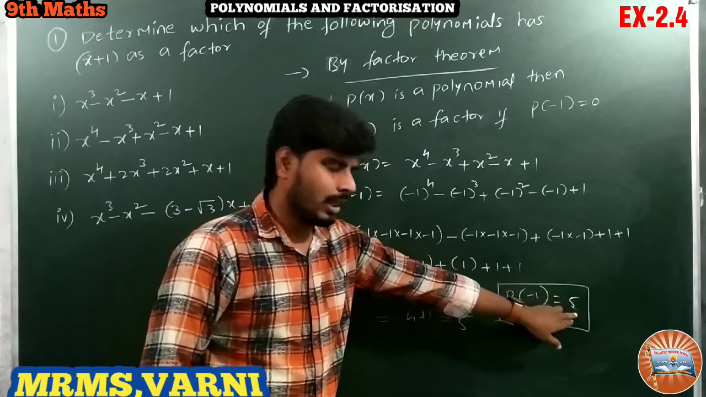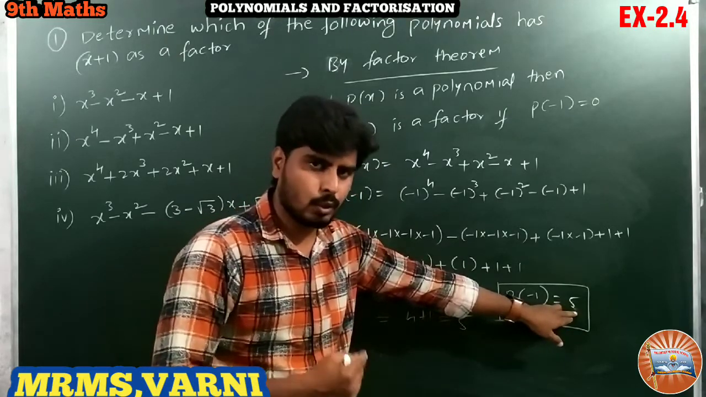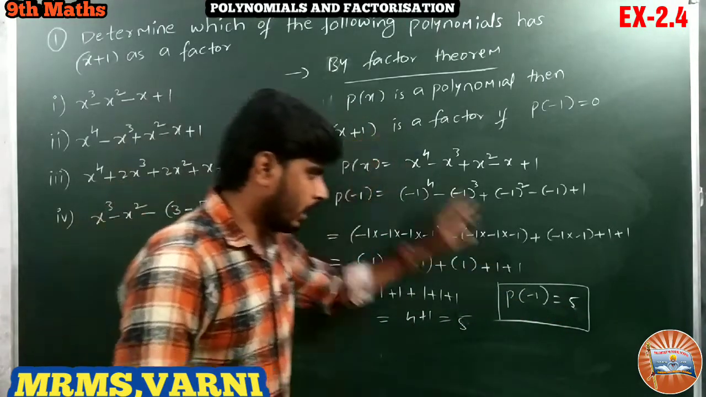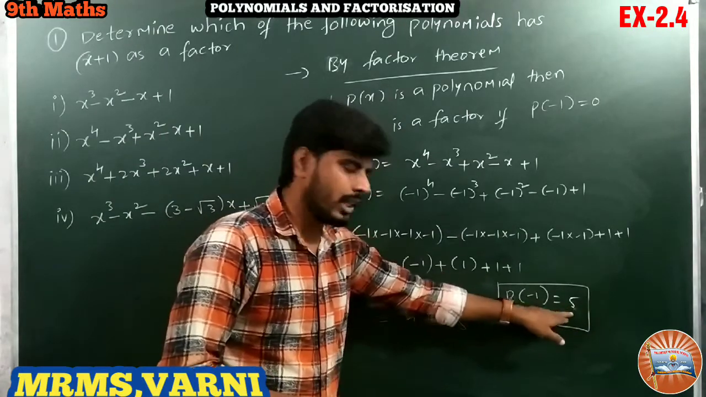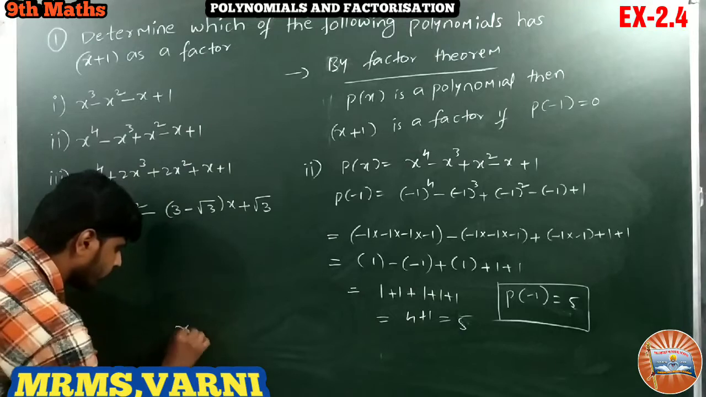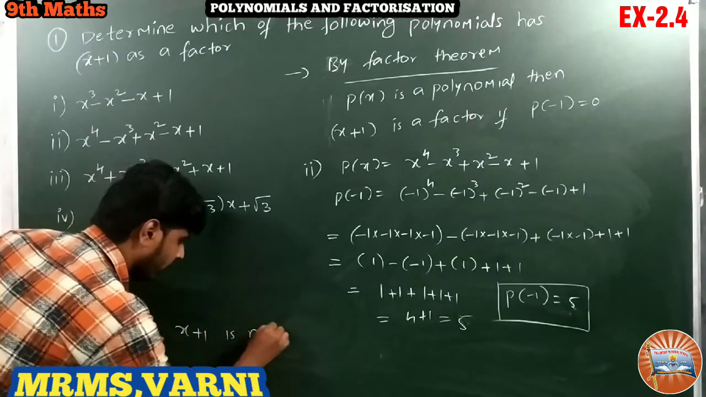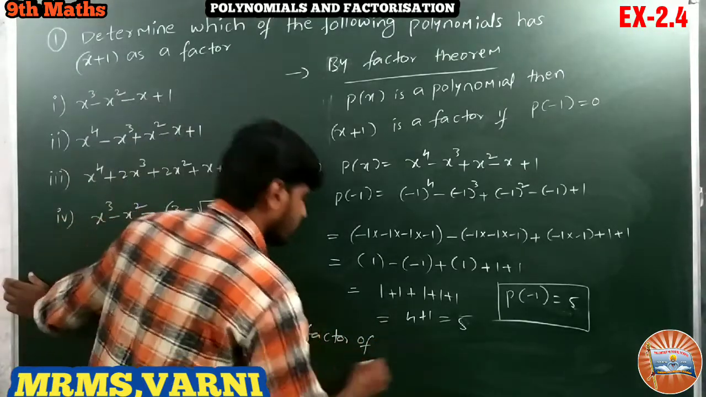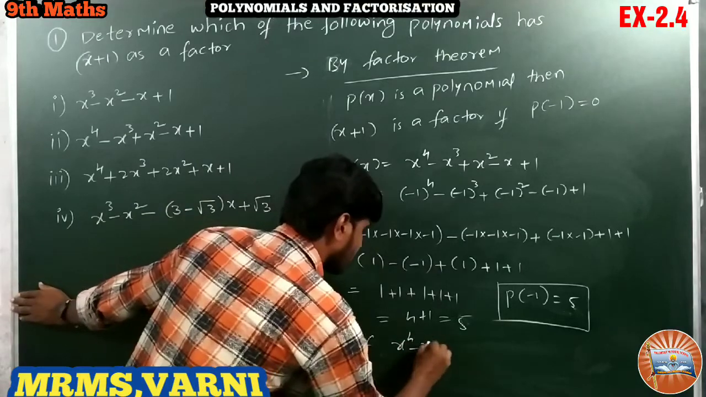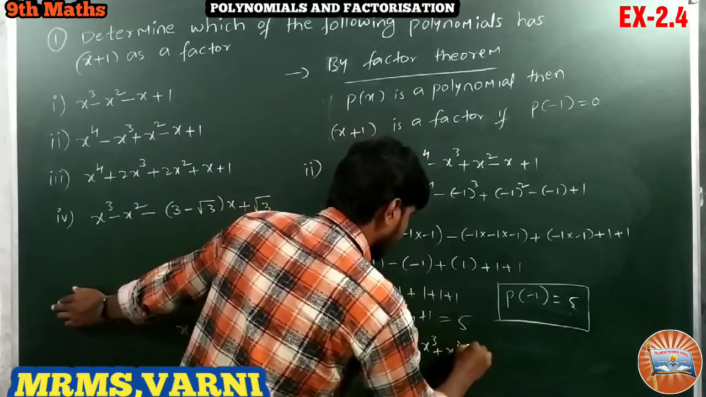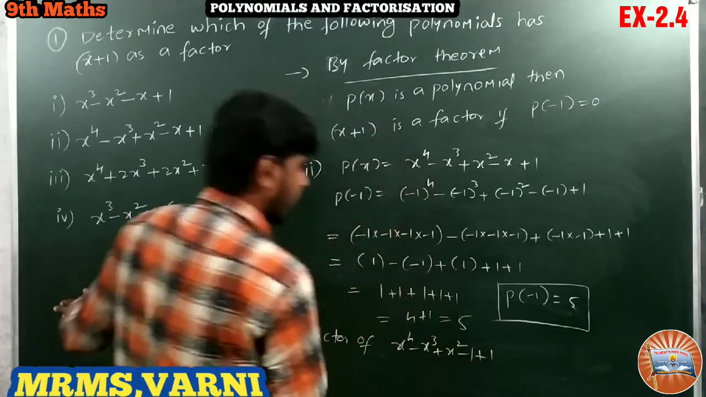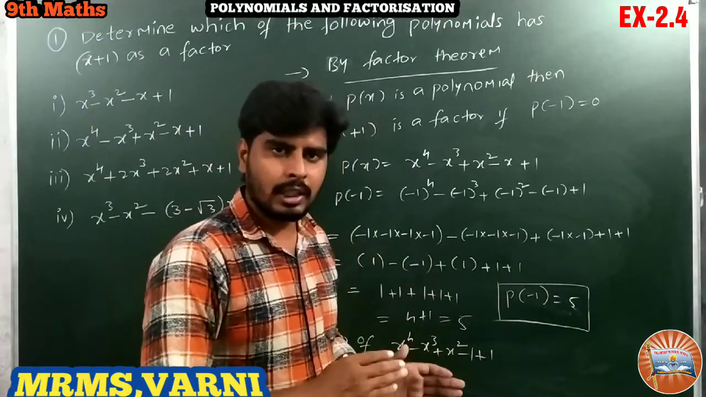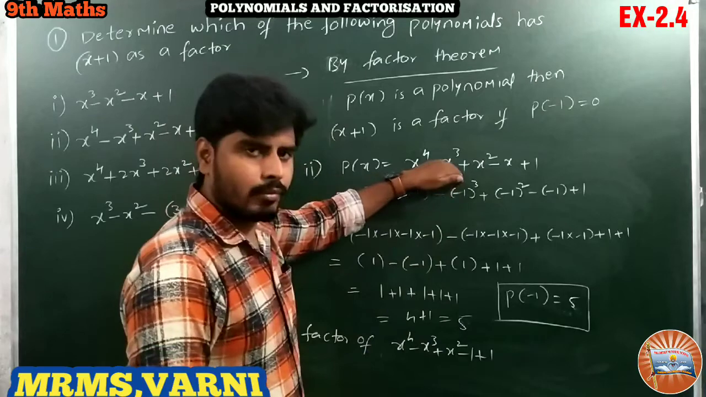If P of minus 1 is 0, nothing but the polynomial value at x equals minus 1 is 0, then we can say that x plus 1 is a factor. It is not equal to 0. We got 5 here. That is why x plus 1 is not a factor of x power 4 minus x cube plus x square minus x plus 1, isn't it? Right. As well as we can say this minus 1 is not a 0 of this polynomial, isn't it? Right.